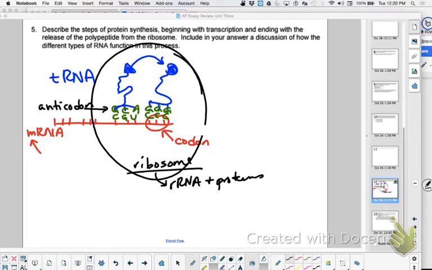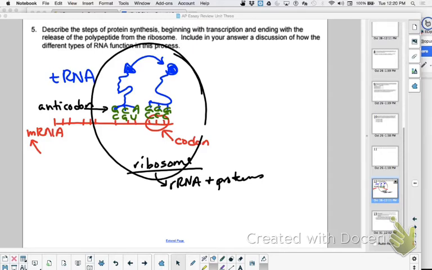Okay, so the 3 kinds of RNA serve 3 different purposes. One, rRNA with proteins builds a ribosome, and a ribosome is the site of the reactions for protein synthesis. mRNA, M stands for message. That's how you get the message out from the nucleus where the DNA is. Every 3 bases on the mRNA is called a codon. And the codon is complementary to the anticodon located on the tRNA.